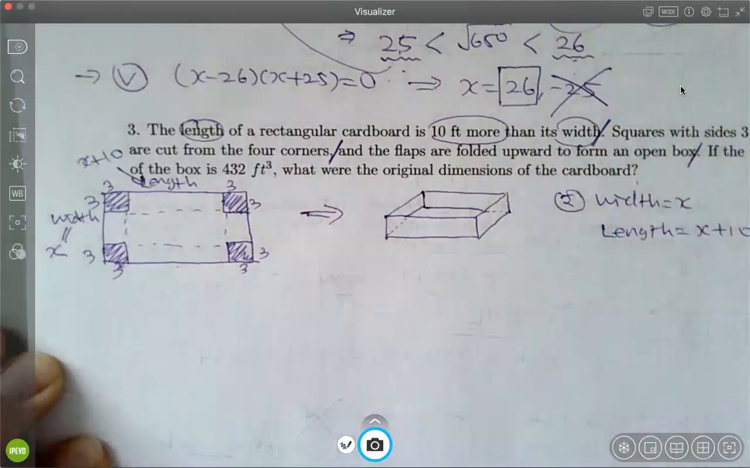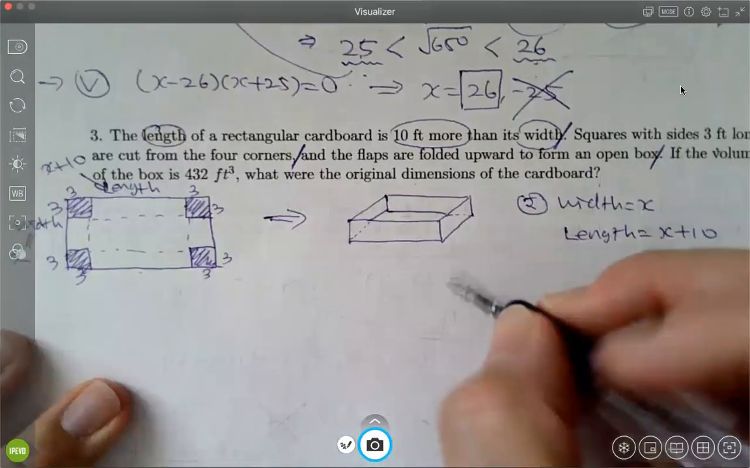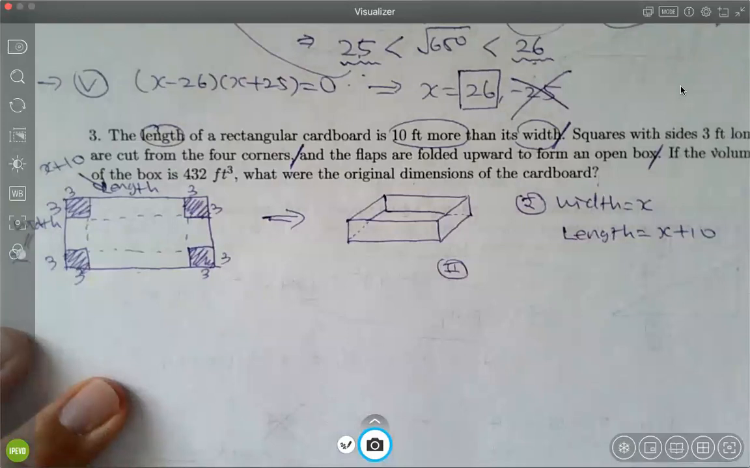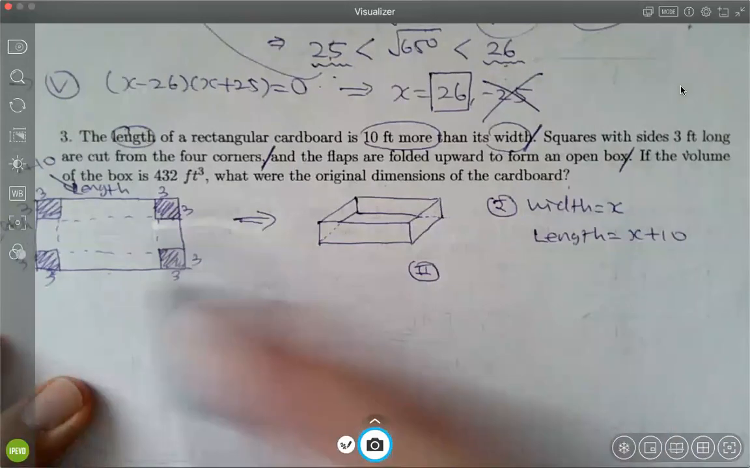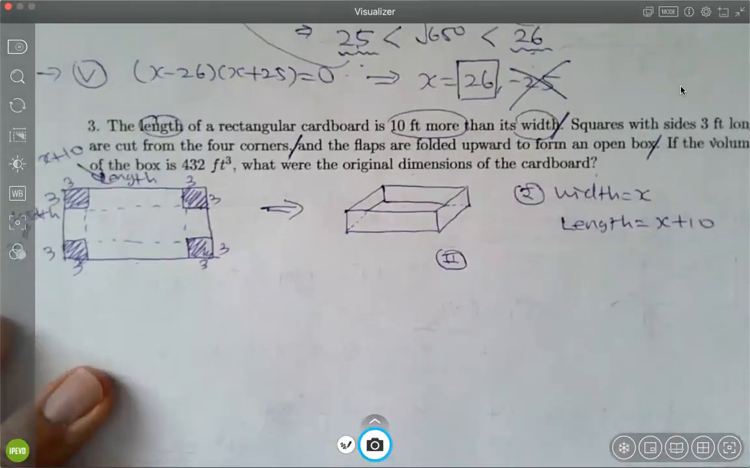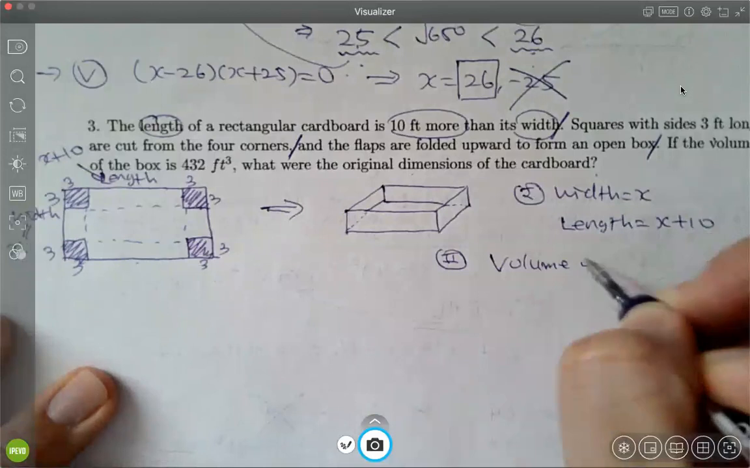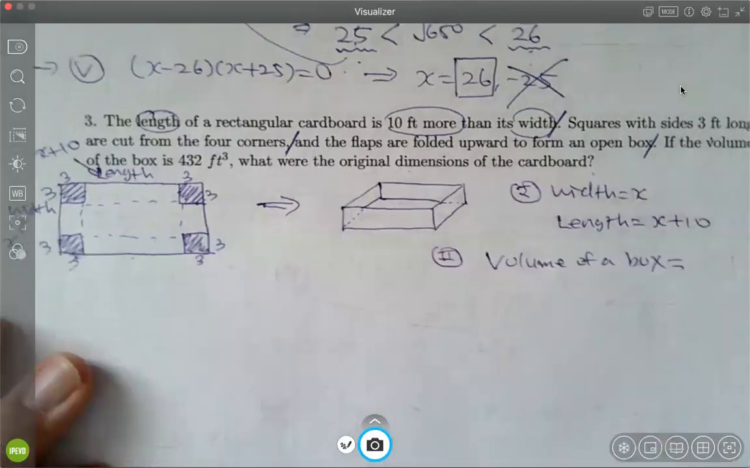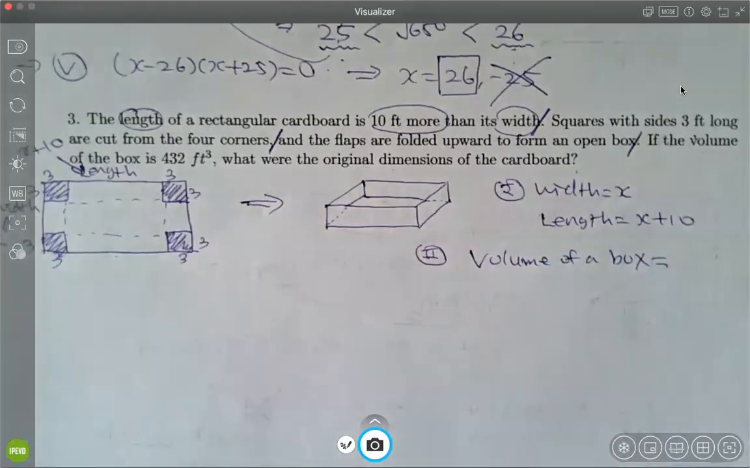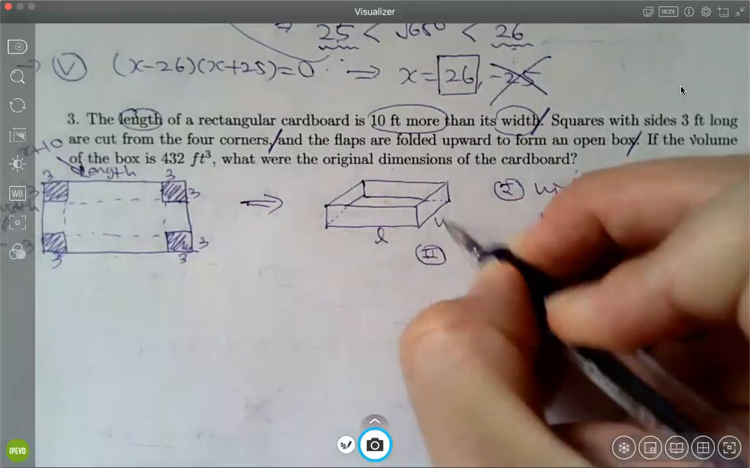Okay, so now that's step number 1. Step number 2. Let's go to this box here. It says the volume is 432, but in general, how do you find the volume of any rectangular box? What's the formula? Is it length times width times height? Length times width times height, yes. Okay, so here is the length, here is the width, and here is the height, right?